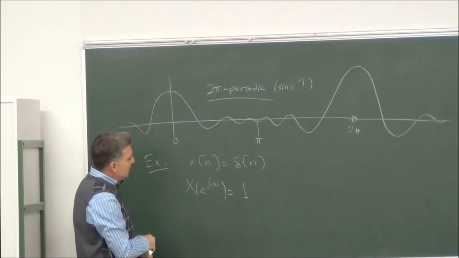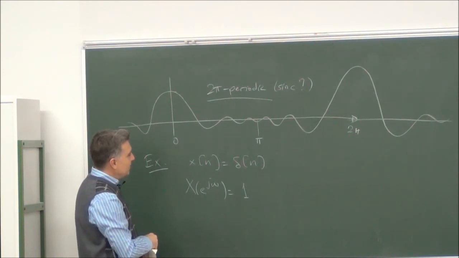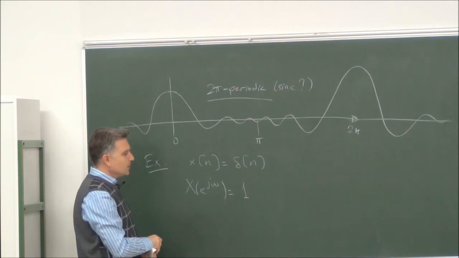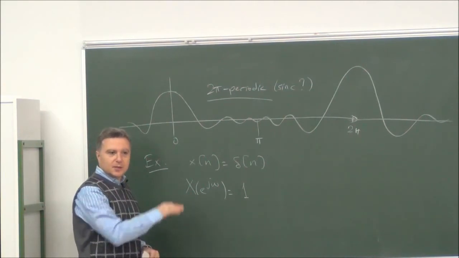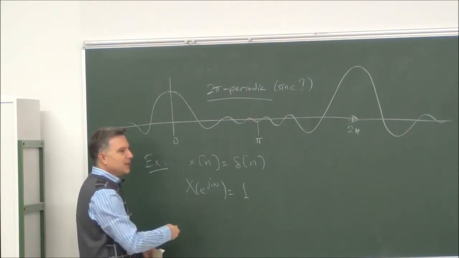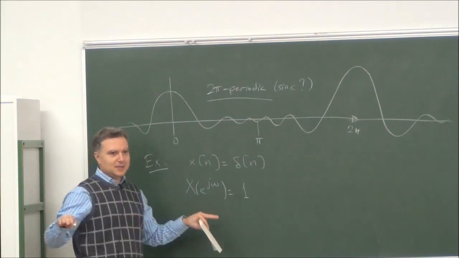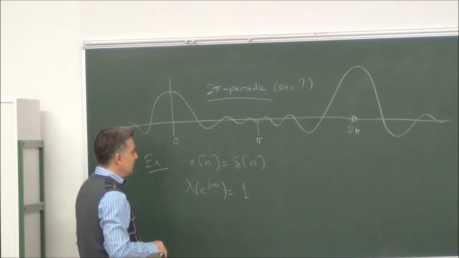But what does it mean? I mean, what kind of a Fourier transform is that? Is it 2 pi periodic? Certainly it is, because it's constant. It is 2 pi periodic as well as 1.5 periodic as well as everything, because it's constant. It's periodic indefinitely.